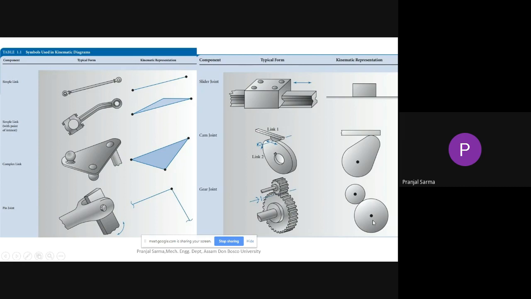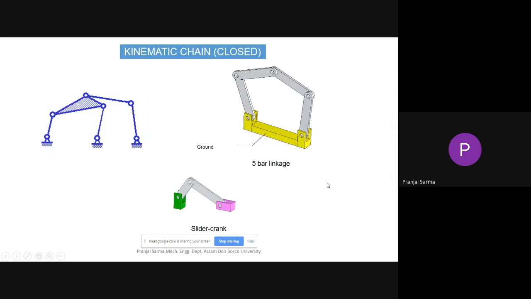Similarly, for gears, we just show it this way. We don't make it complex by showing all the teeth, etc. Similarly here you can see some examples of a closed kinematic chain. So this can be one.